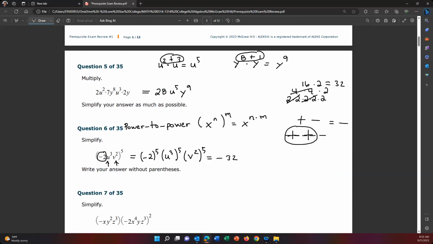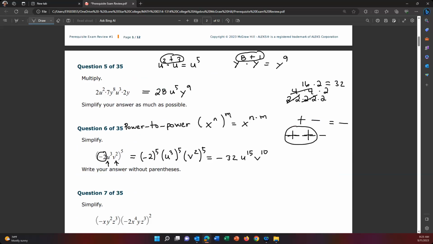Okay, so let's go ahead and use now the power to power rule. We keep the same base and we multiply the exponents. So that becomes 15, 5 times 3. We keep the same base, in this case the letter V. 5 times 2, which is equal to 10.